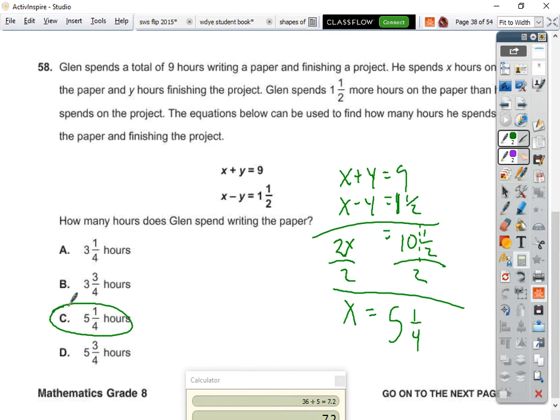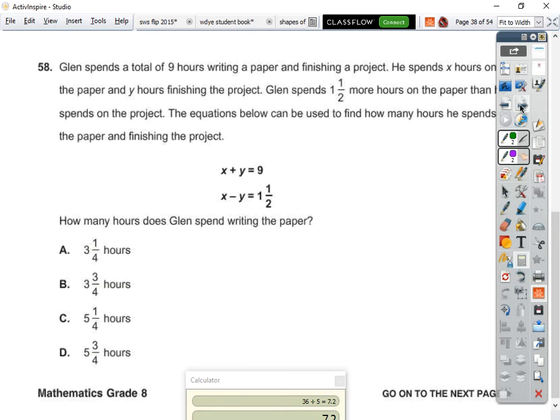Oh, there's an answer there. Look at that. Okay, yes, cross those out. Okay, I like that smiley face better than the last one.